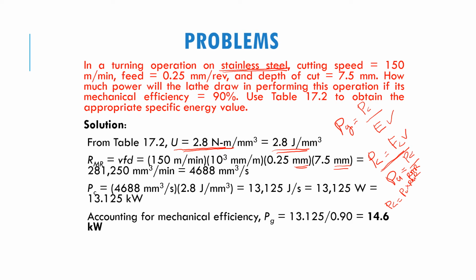So here they convert it to mm. So you'll get this value as the final RMR. Now, how do you get the PC? PC is 4688 divided by the PU. Not divide, times the PU. So you'll get this value as the PC. Then you put it inside here: PC divided by the efficiency equals 14.6 kilowatt. Okay, so that's how you solve the problem.